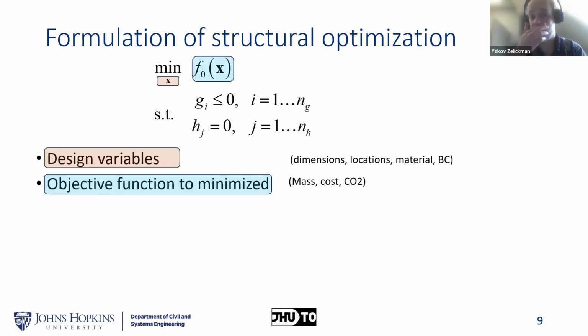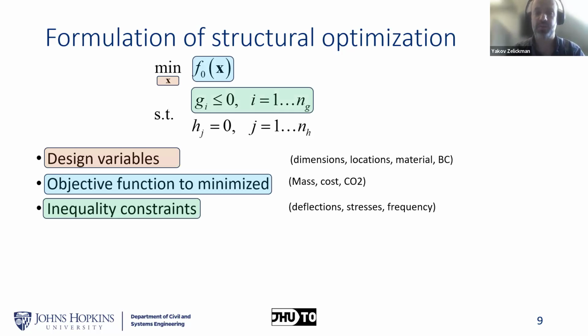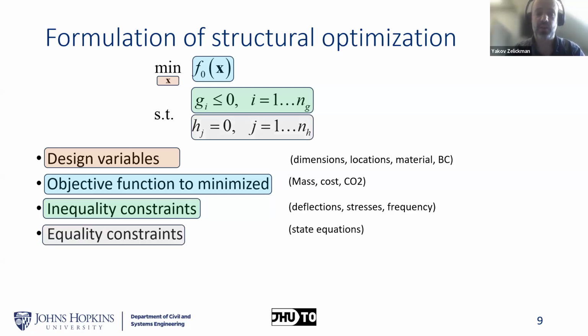The second one is the objective function, and this represents the goal of optimization, what we try to improve, what performance, which can be mass, cost, CO2 emissions, and so on. The other component is the inequality constraints, which usually represent different performance measures, or sometimes different constraints on the design space. And finally, we have the equality constraints, which are often just the equilibrium constraints that, of course, have to be satisfied.